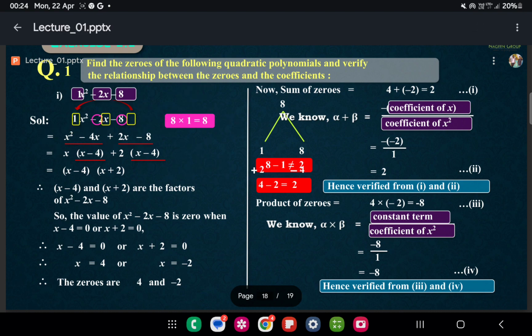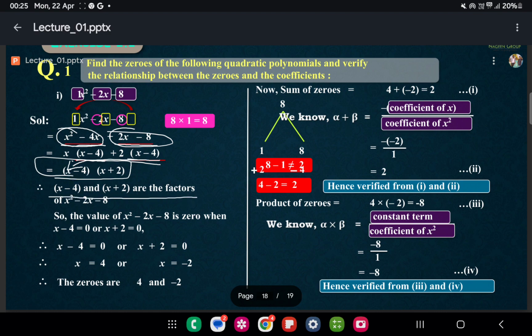Then in these terms, x square minus 4x, 2x minus 8, x is common in the first two terms, so we take x common. In the bracket we get x minus 4. In the other two terms we can take 2 common, so we get x minus 4. Here you can see that x minus 4 and x minus 4 are the same, so we take that one first, and the remaining terms next. X plus 2 we have taken. So x minus 4 and x plus 2 are the factors of x square minus 2x minus 8.